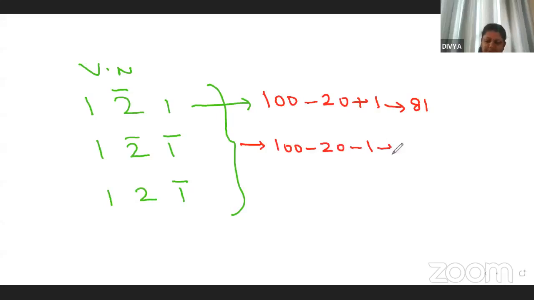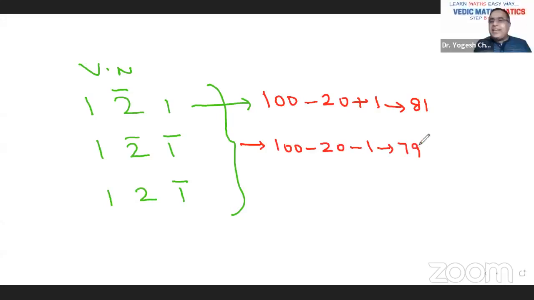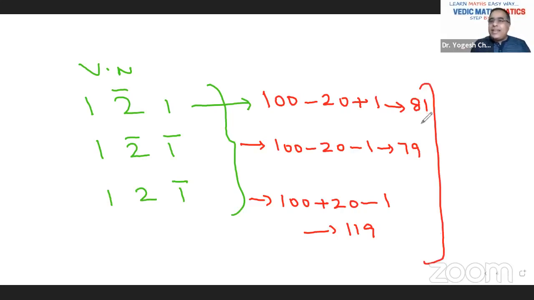Minus 1 plus 1, so it is 79. If I talk about this, it is 100 plus 20 minus 1, so this is 119. So see the difference. The same 3 digits are there. Just by interchanging the bars, see how much difference comes in their values. One is 81, one is 79, and another is 119.